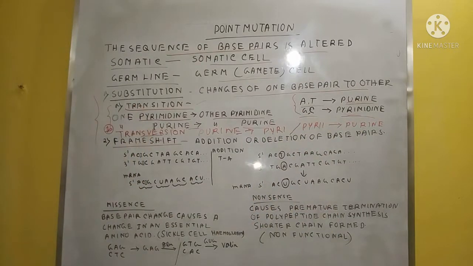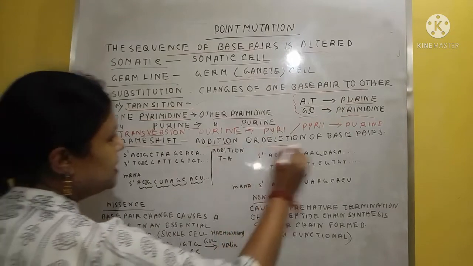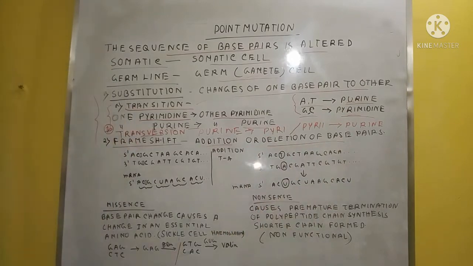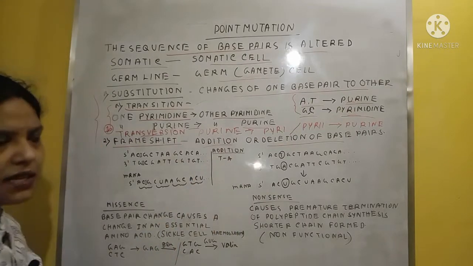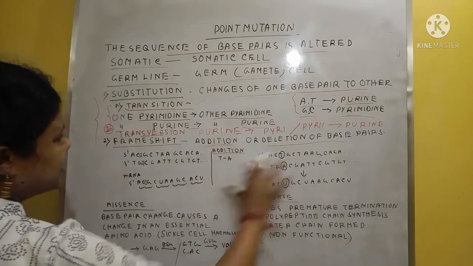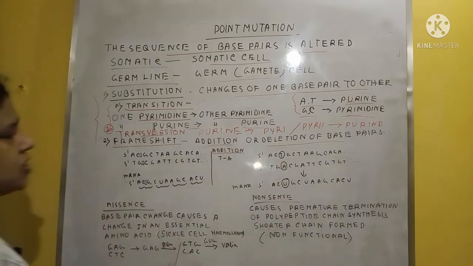Now the second one we read is the frame shift mutation. Frame shift mutation means addition or deletion of base pairs. Here I give one example of addition but not the deletion. You just understand, this is the example of addition, and in the same way the deletion process occurs.